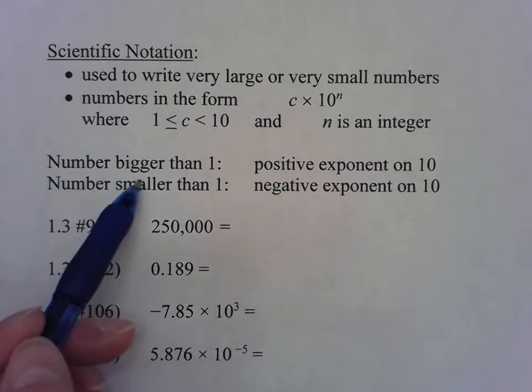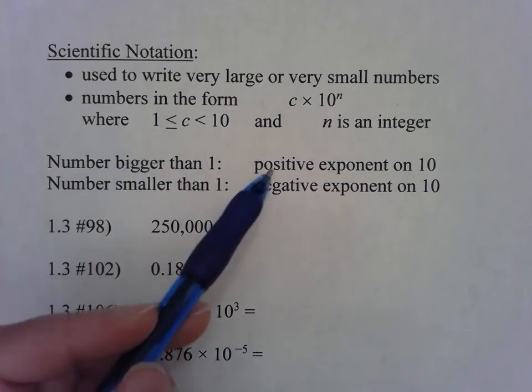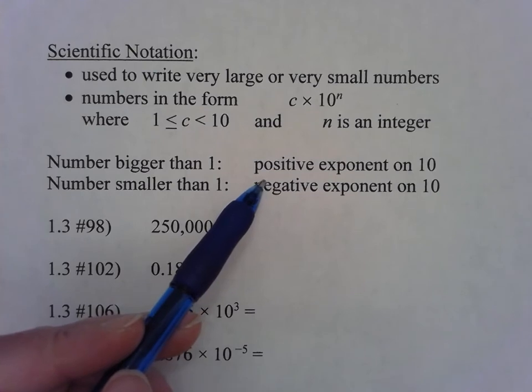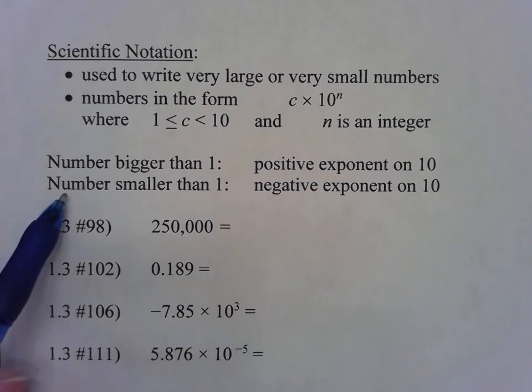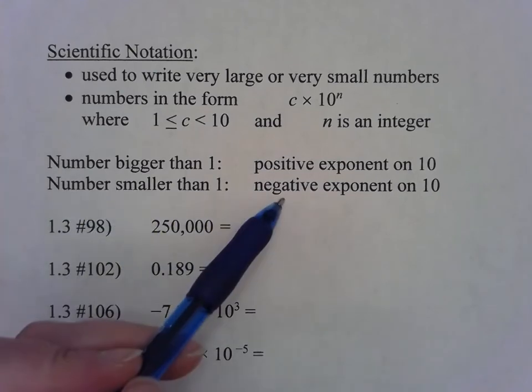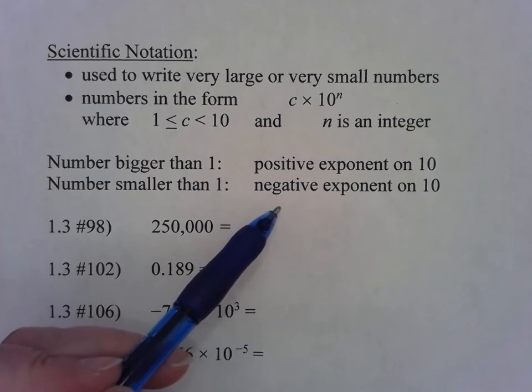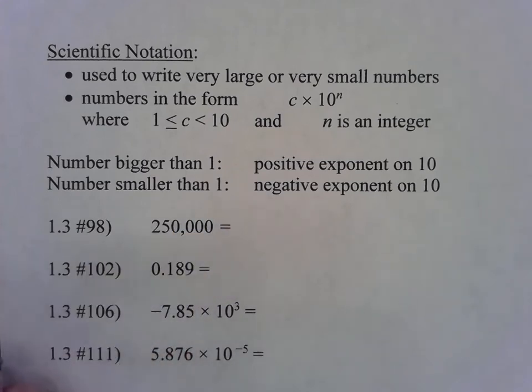We know we're going to have a number that's bigger than 1 if we have a positive exponent on the 10. That's sort of like multiplying by 10 many times. We know we're going to have a number smaller than 1 if we have a negative exponent on the 10, because think of that as putting it into the bottom of a fraction. That's like dividing by 10 over and over again. Okay, so let's try it out.